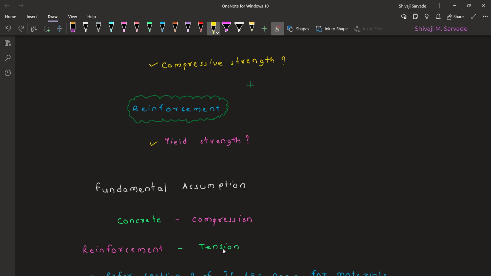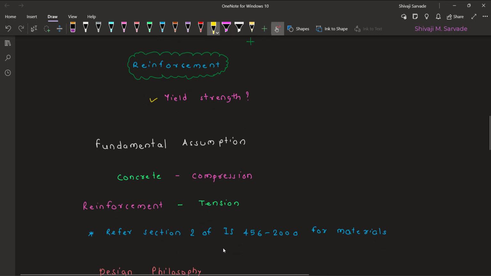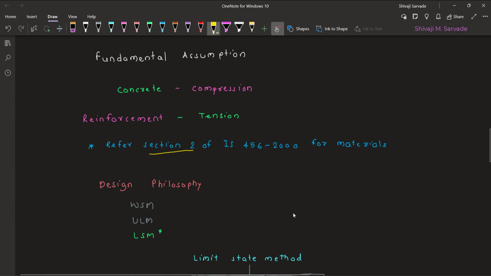Now, are there any requirements for material qualities? Of course there are. We will have to refer to section 2 of IS 456 to get the qualities of the material. Now what are the design philosophies that we follow? Generally we started with the working stress method of design, then we went to the ultimate load method of design, and finally the current practice is to follow the limit state method of design. So we'll be focusing on the limit state method of design.